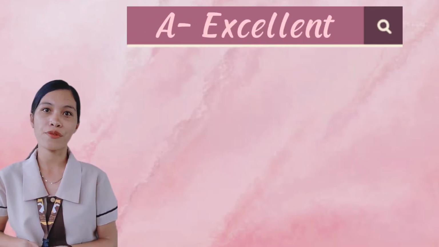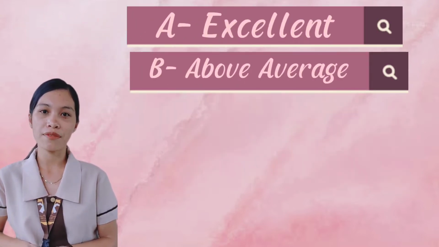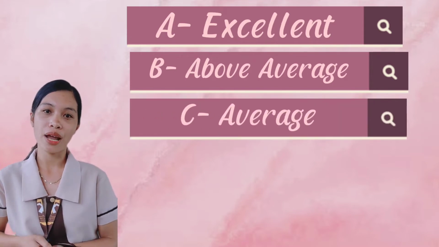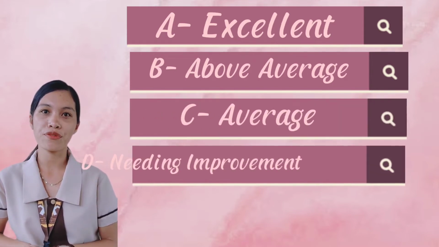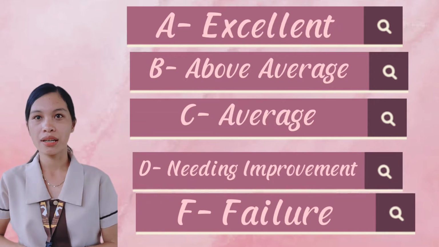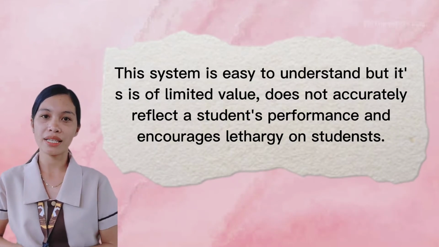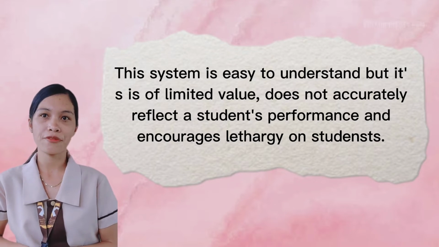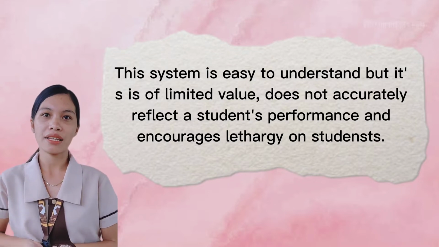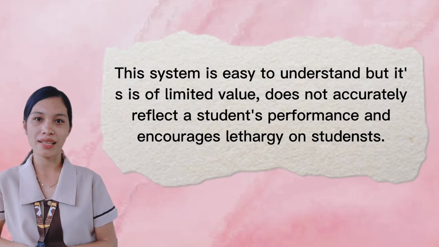Thus, A stands for excellent, B stands for above average, C stands for average, D needing improvement, and F as a failure. This system is easy to understand, but it is of limited value, does not accurately reflect a student's performance, and encourages lethargy of students.